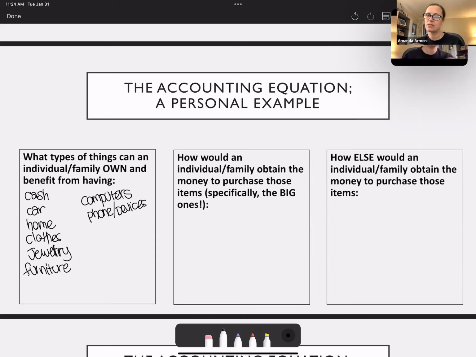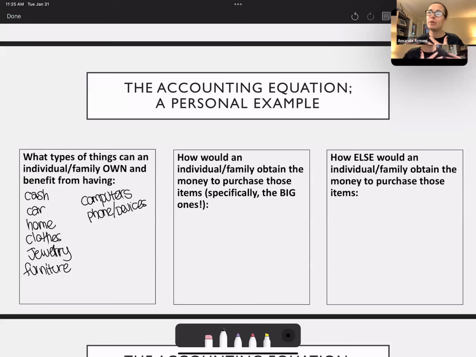Before we get into the technical terms, I just want us to work through this personal example. So the next box over: how would I, as an individual, or your family, obtain the money needed to purchase those things? What if I wanted to purchase a home or a car? Those are large purchases. I may not have the cash in my bank account to do that.